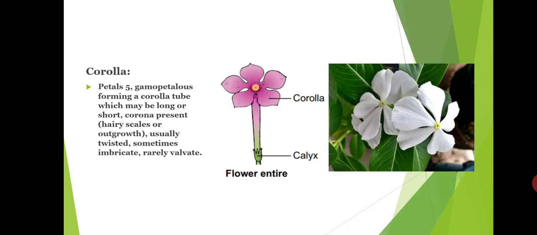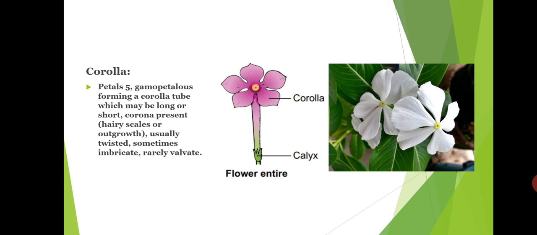And next we will study the corolla types. Normally petals 5, gamopetalous, because here we can see the corolla tube. So of course it is a gamopetalae member. Gamopetalous corolla forming a corolla tube, which may be long or short. Corona present, that is hairy scales or outgrowths present throughout the internal area, and usually twisted or sometimes imbricate or rarely valvate aestivation. And one more speciality is there. The shape of the corolla is variable.